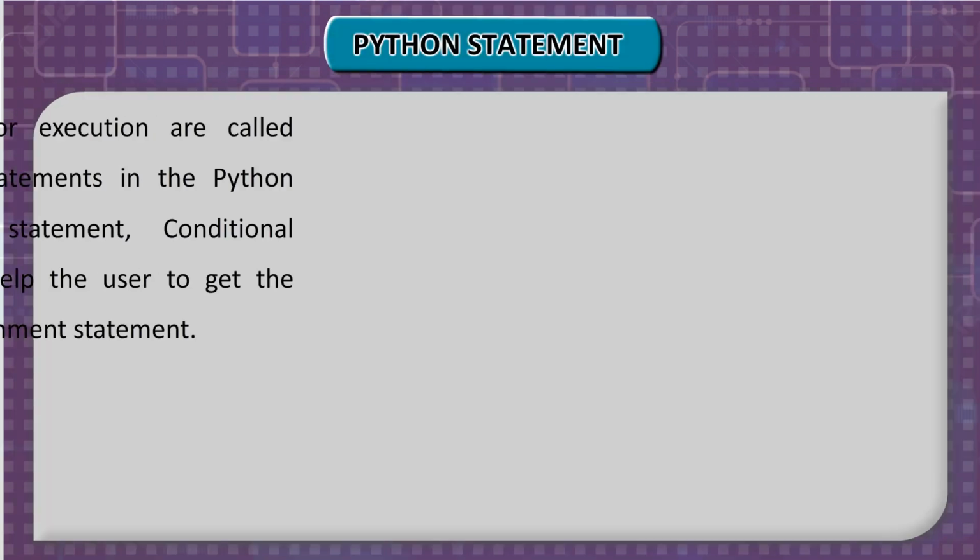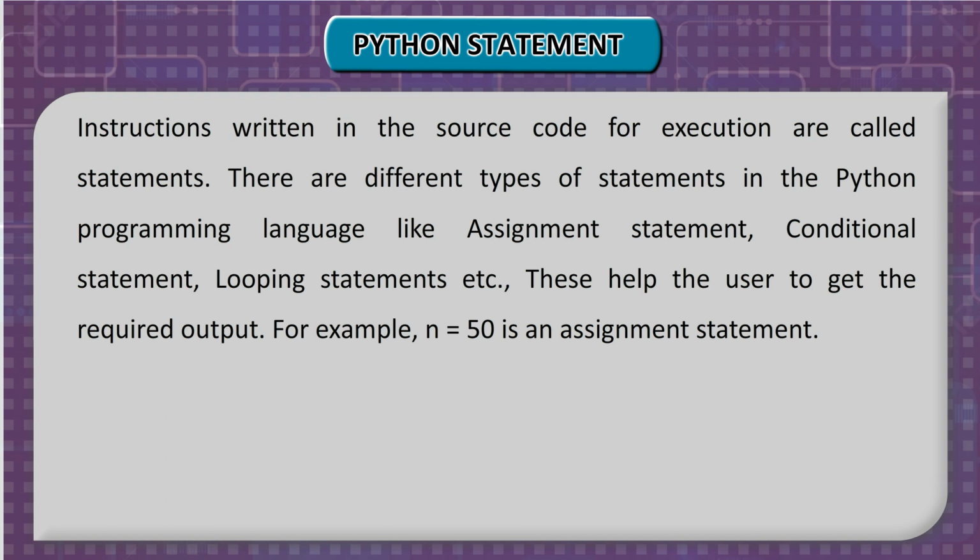Python statement. Instructions written in the source code for execution are called statements. There are different types of statements in the Python programming language like assignment statement, conditional statement, looping statements, etc. These help the user to get the required output. For example, n = 50 is an assignment statement.